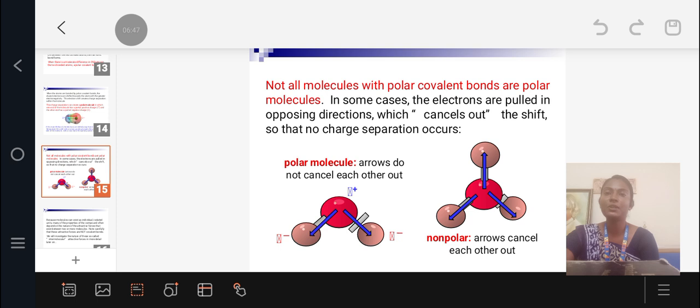Not all molecules with polar covalent bonds are polar molecules. In some cases, the electrons are pulled in opposing directions, which cancels out the shift so that no charge separation occurs. In a polar molecule, the arrows do not cancel each other out. In a non-polar molecule, the arrows cancel each other out.